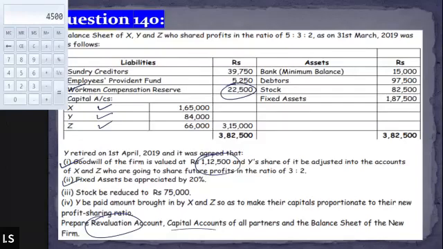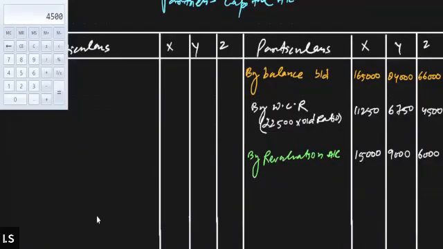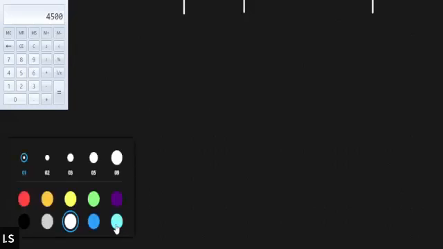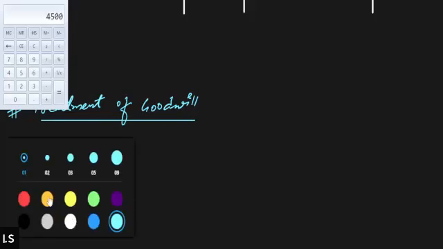then only the treatment for the goodwill is still required. So we'll have to find out the gaining and sacrificing ratio of the partner. Then only we will be able to record such goodwill. Treatment of goodwill. First of all, we will find out the share of Y in the goodwill of the firm, right?